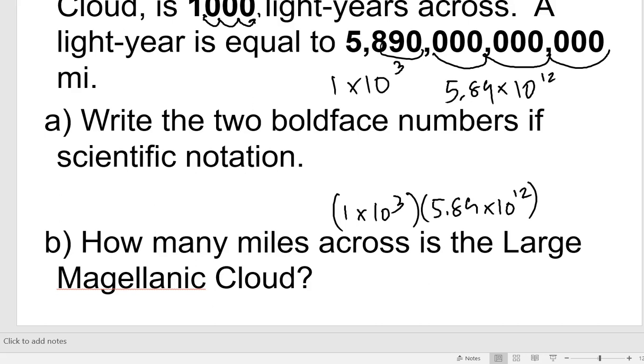Why does the scientific notation make our lives easier? Because 1 times 5.89 is just 5.89. Times 10 to the 3, 10 to the 12th makes times 10 to the 15th. And that is how many miles the Magellanic Cloud is.